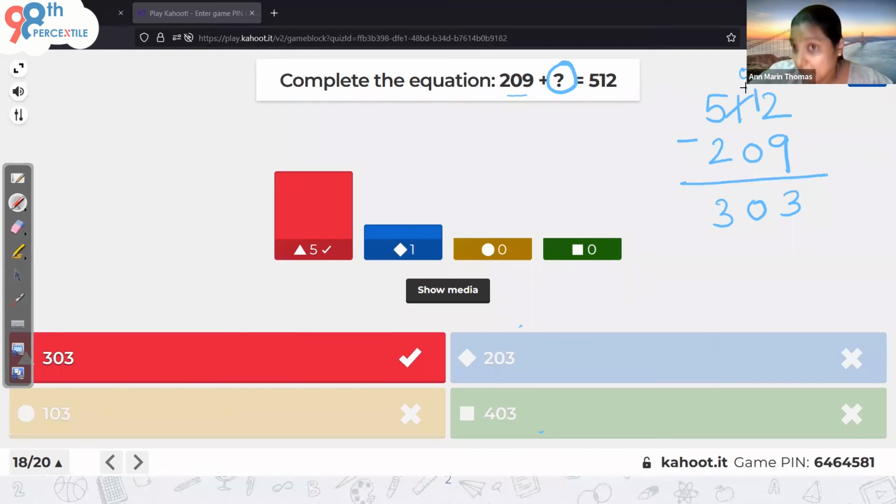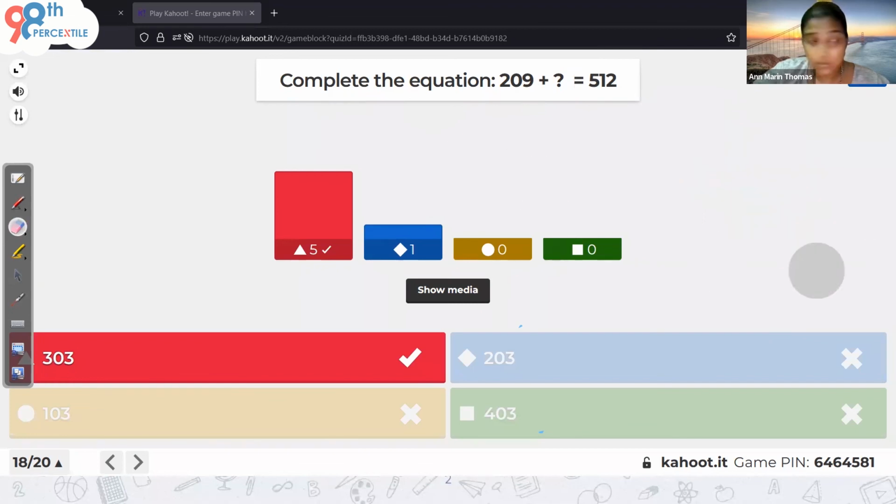All right. And remember, when you have 0 minus 0, never go and borrow from your neighbor because you don't have to, right? It's 0 minus 0. It's an equal value. So you have to write 0 here, right? Okay, let's go to the next question. First the scoreboard and then the next question. Okay, here we go. 3, 2, 1, go.